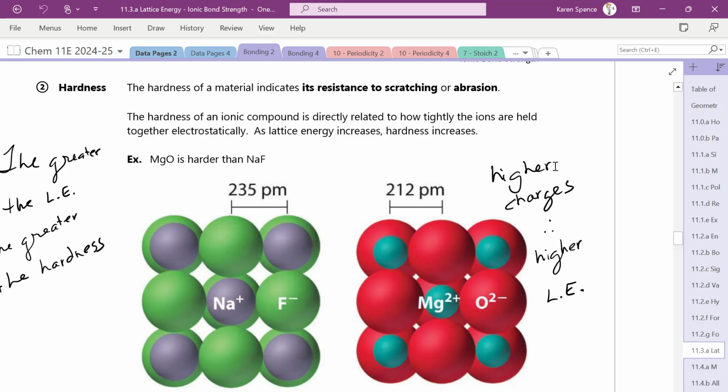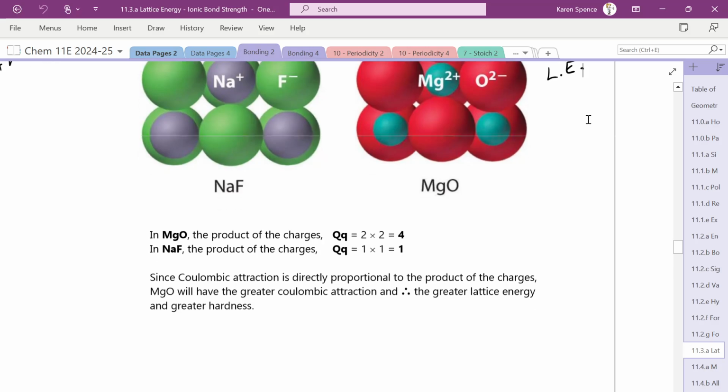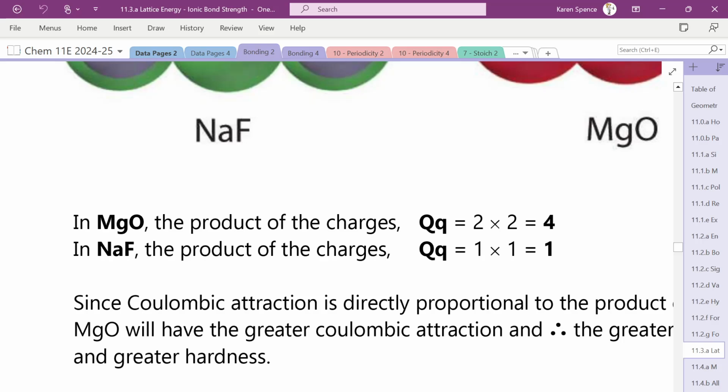Okay, so we were looking at hardness. In MgO, the product of the charges is equal to 2 times 2, which is 4. But in NaF, the product of the charges is 1 times 1, which is equal to 1.